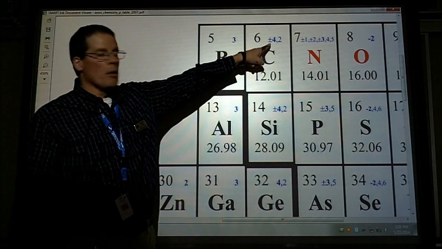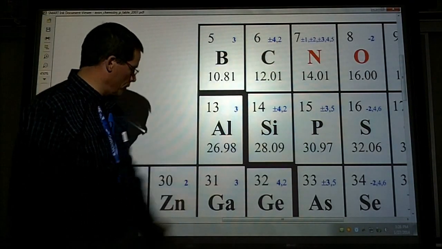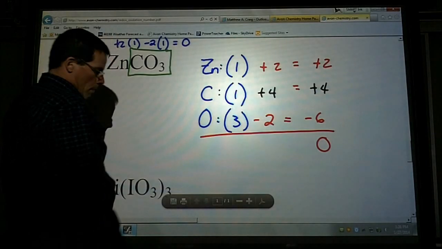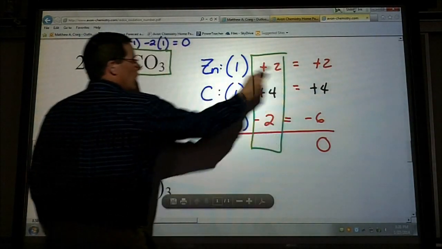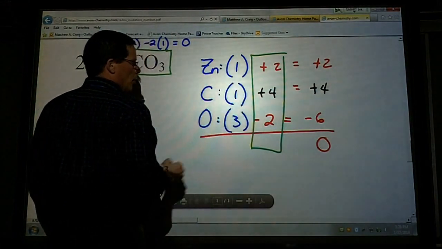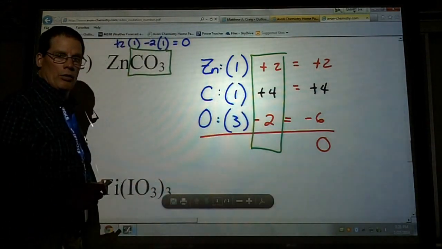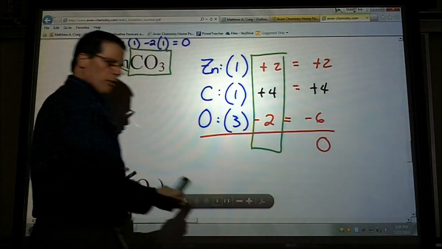And it does. It can either be a plus 4, minus 4, or a plus 2. So my oxidation numbers here are that. So zinc has a plus 2, each carbon has a plus 4, each oxygen a minus 2. It's a lot easier, isn't it?